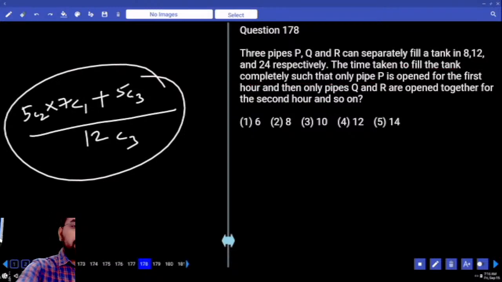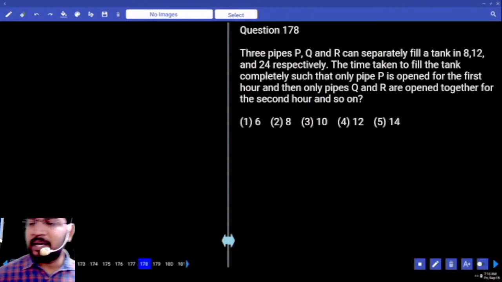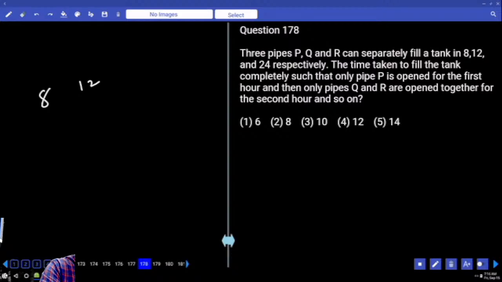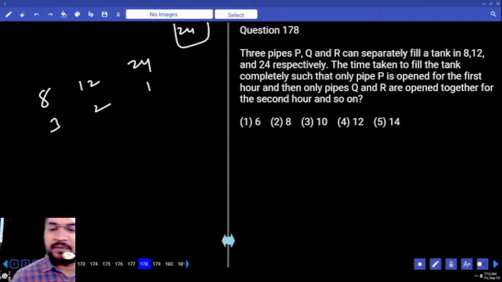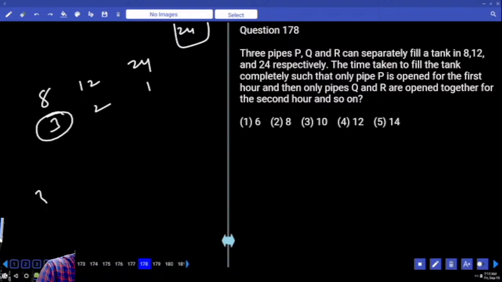Next one. 3 pipes P, Q, R can separately fill the tank in 8, 12, 24 hours. LCM of 8, 12, 24 is how much? LCM is 24. 8 times 3 is 24, 12 times 2 is 24, 24 times 1 is 24. Find the time taken to fill the tank completely such that only P is open for the first hour and then only Q and R open together for the second hour. First hour only P, second hour only Q and R. Are you clear or not?